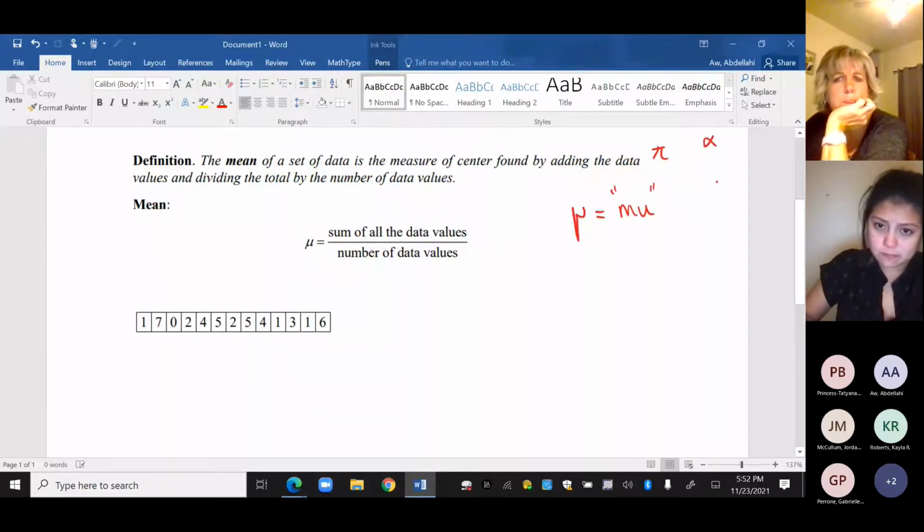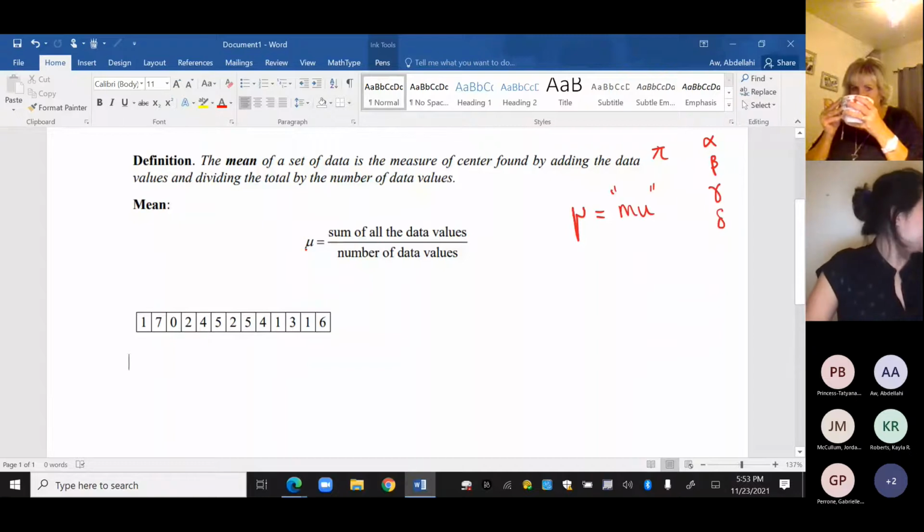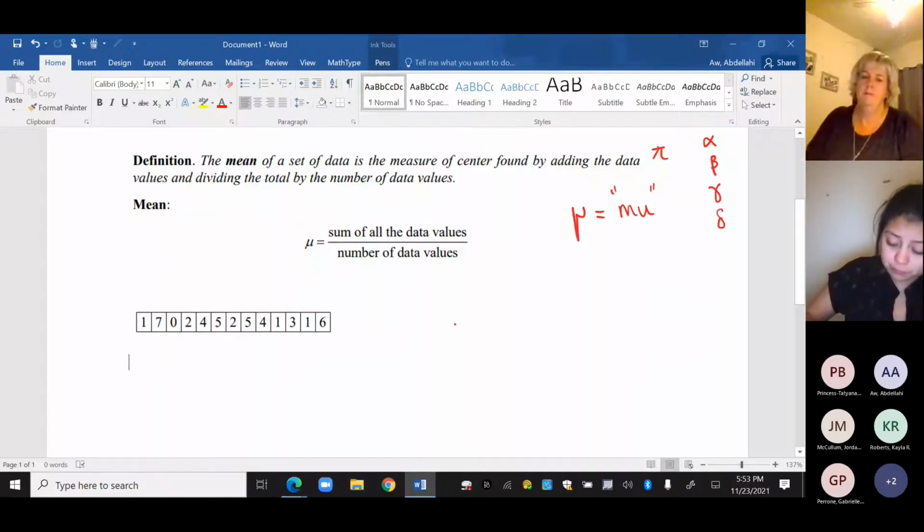So this is alpha, beta, gamma, delta, etc. These are the lowercase Greek letters. This is mu. So we call the mean mu. If you read mu in this textbook, they mean the mean, the average, okay?